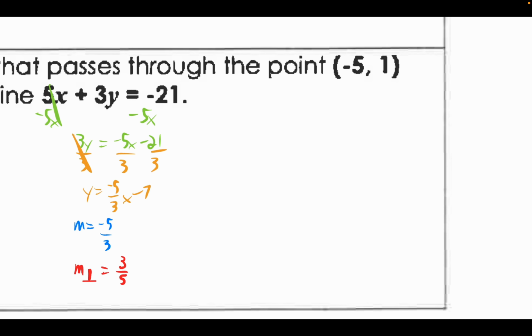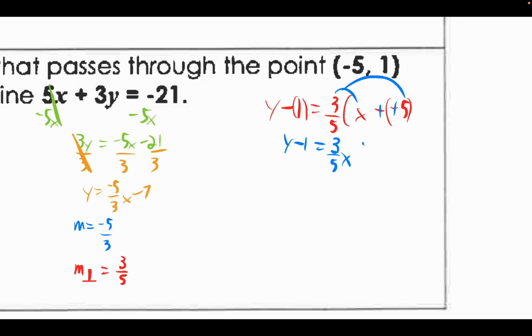So now I use that slope along with this point, and I plug it into point-slope form. And I get y minus 1 is equal to 3/5 times x minus a negative 5. Acknowledging that two negatives in a row make a positive, I get y minus 1 equals 3/5 x. And as I multiply 3/5 times positive 5, I end up getting positive 3. And so now I add 1 to each side, and I get y equals 3/5 x plus 4.